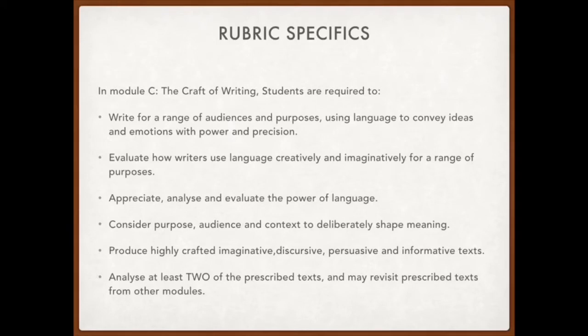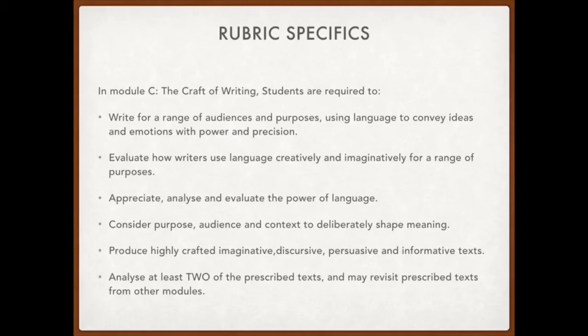So now that you've completed that activity, I'm going to go over the rubric specifics and the most important parts of the rubric that you probably should have pulled out. So in Module C, you need to write for a range of different audiences and purposes. You need to use language to convey ideas and emotions with power and precision. So what does that mean in itself?